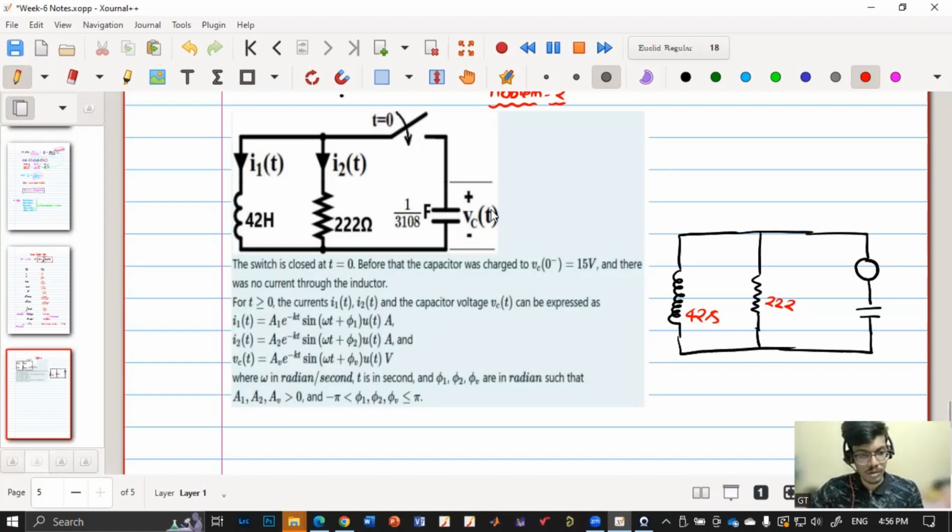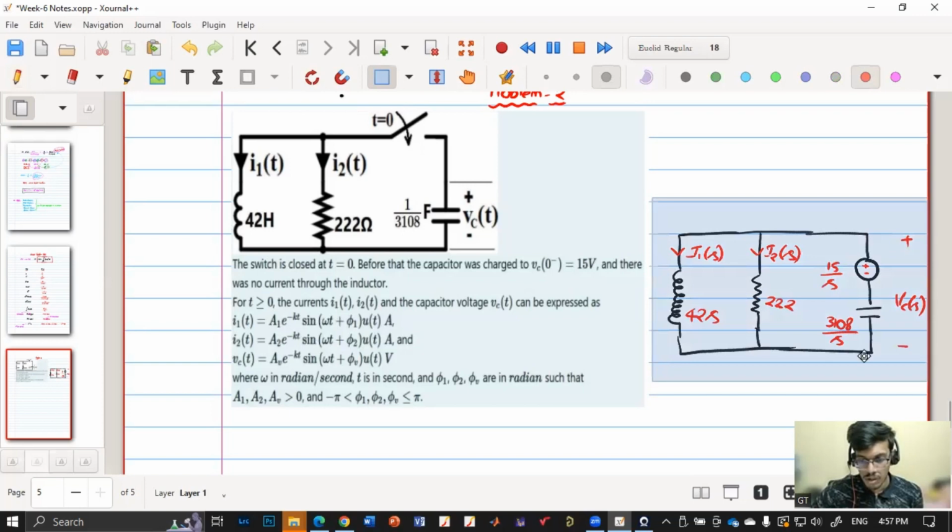3108 divided by s. Yes, 3108 by s. And this is plus minus, and the voltage is 15 by s, because the constant value is 15. And now this is I1(s), this is I2(s), and the overall voltage is Vc(s), as we have discussed, because the initial condition will also come into the picture. Okay. So now this is the overall expression.